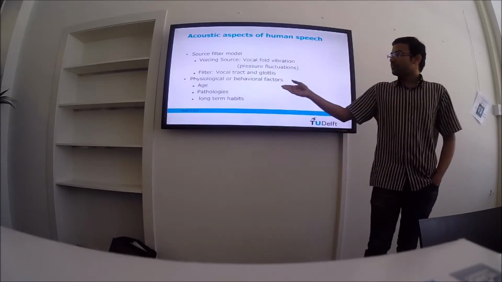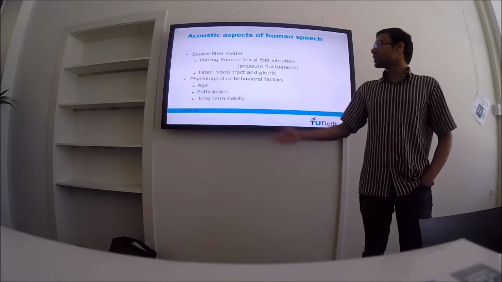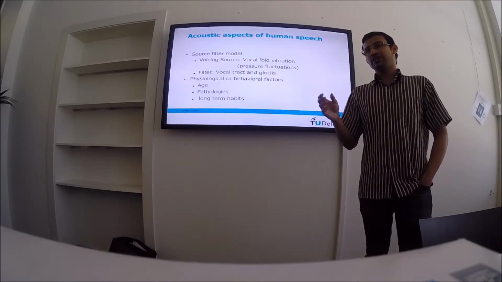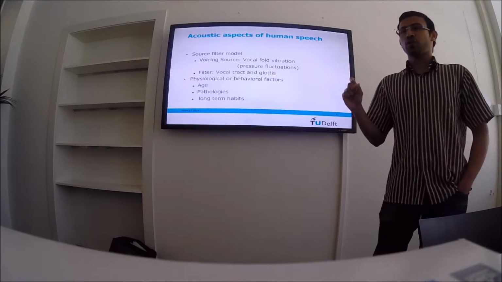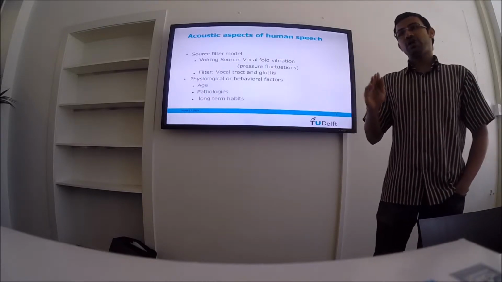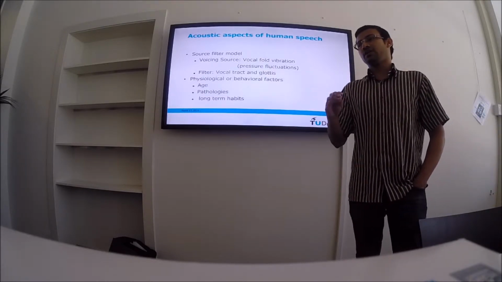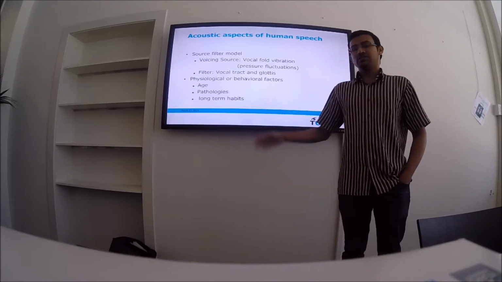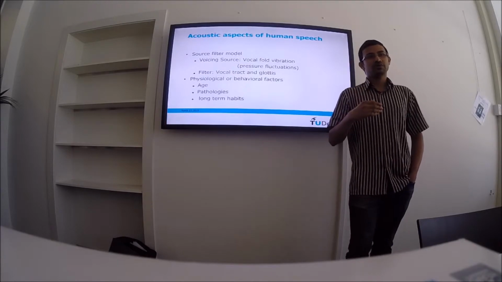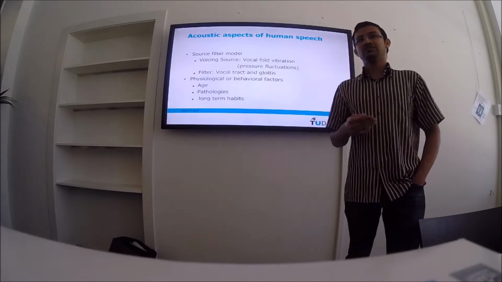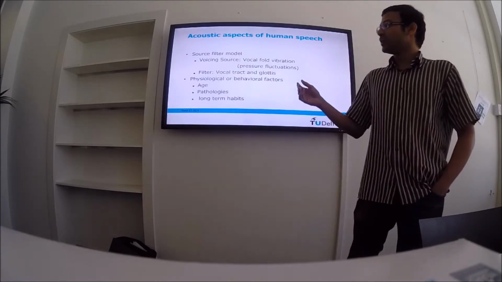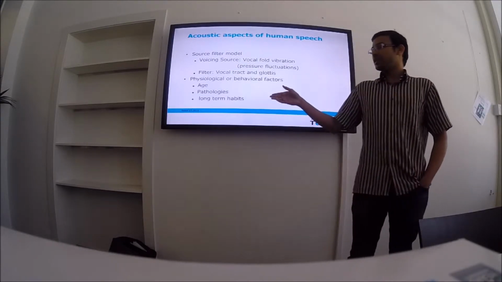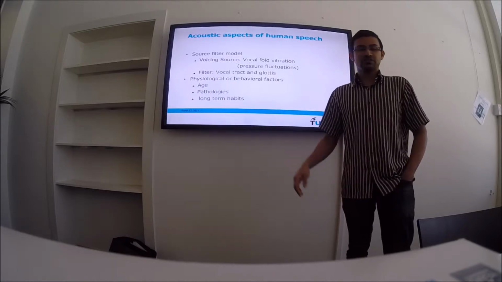The glottis is responsible for the voice signals, and the acoustic aspects are based on this kind of model. There are physiological and behavioral factors, which include age. For children, the vocal tract is small, so they tend to have a shift in the fundamental frequencies or formants. There are also pathologies like breath problems, or diseases which affect normal breathing. So there is a variance from normal adult speech in all these cases, and also long-term habits such as smoking.